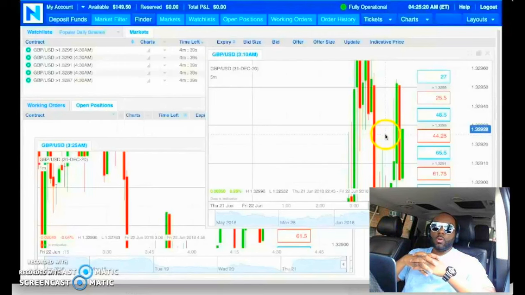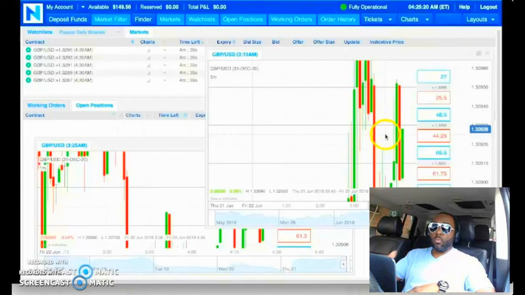So let's say that you exited the trade at 30, right? If you got out of the trade at 30, what's 50 minus 30? That's $20. $20 of profit. So you would earn $20 on that trade by exiting the trade early.